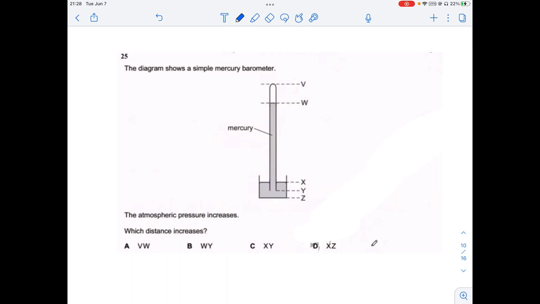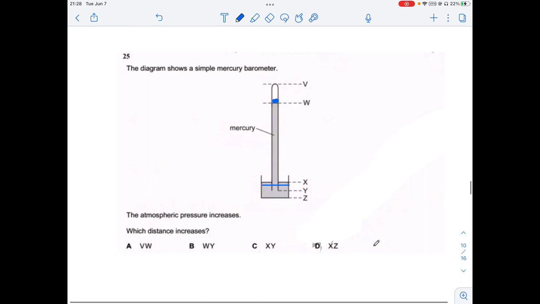Now coming to the next question, question number 25. The diagram shows a simple mercury barometer. The atmospheric pressure increases. Whenever the atmospheric pressure increases, the mercury level goes up. The new level will be over here, so the new X will be over here. We can write it out. This is the new position of X. The level will come down there, and it will be rising up in this. Now what is he asking? Which distance increases? So this will be the new W. Let us write new W.